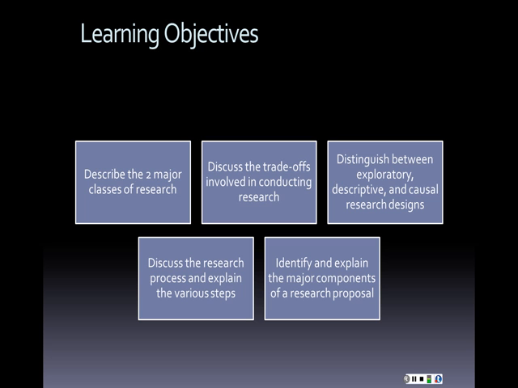After talking about two major classes of research, we're going to talk about the different trade-offs involved in conducting research. You'll see pretty quickly it's more than just time and effort. There are other things to consider as well. We'll talk about different research designs, which are different ways of collecting data. Then we'll talk about the research process and finally touch lightly on the major components of a research proposal.